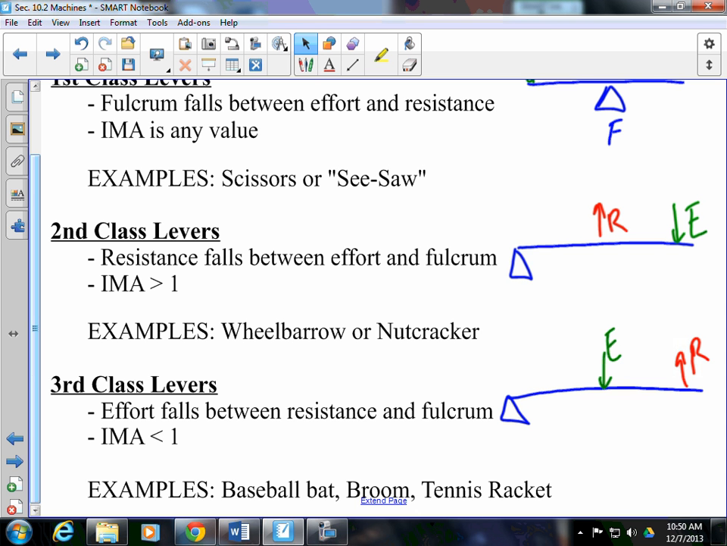So three different classes of levers, all combining what we talked about in the previous slides, figuring out where our resistance and effort are. On a first class lever, the fulcrum is in the middle. On our second class lever, the resistance is in the middle. And in our third class lever, the effort is in the middle. And we will go through identifying types of these, and you will have problems on simple machines tomorrow in class.